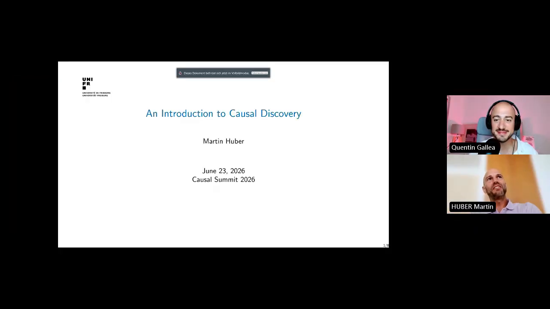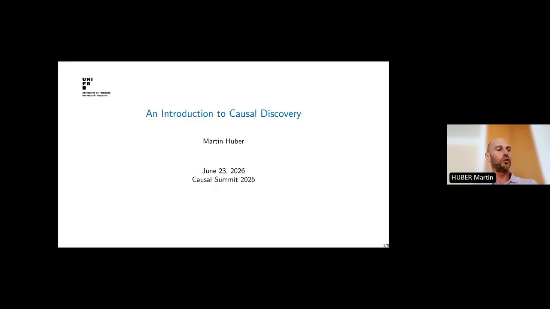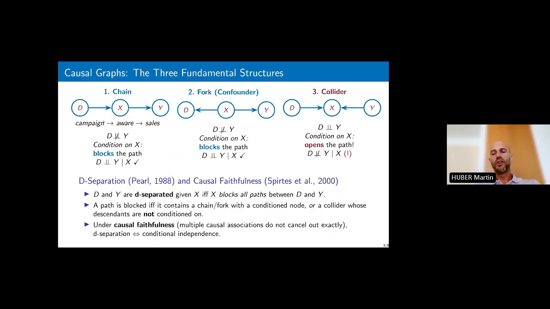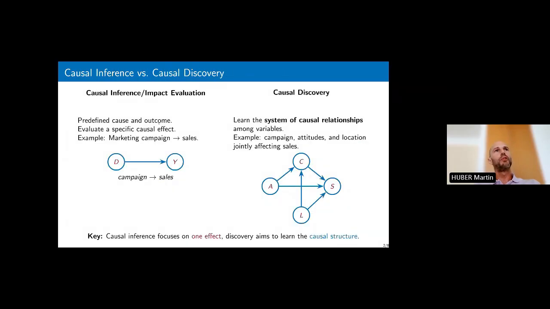So as already mentioned, this is an introduction to causal discovery. And I just want to contrast this again to the previous block on impact evaluation. There we have seen some good examples about impact evaluation and causal inference, where the idea is to assess the effect of a predefined cause on an outcome of interest. So for example, what is the causal effect of a marketing campaign on sales?